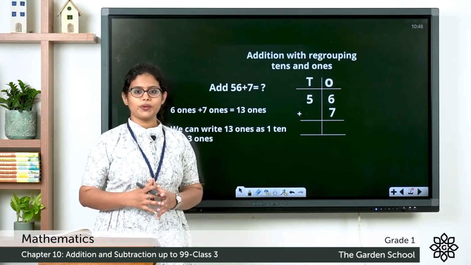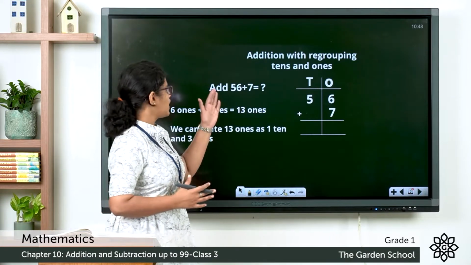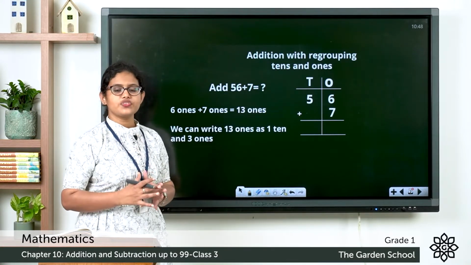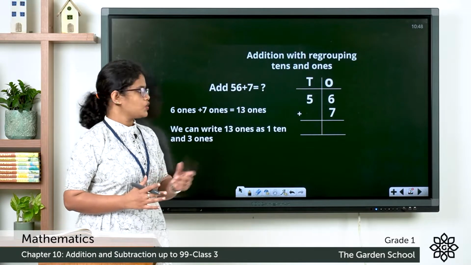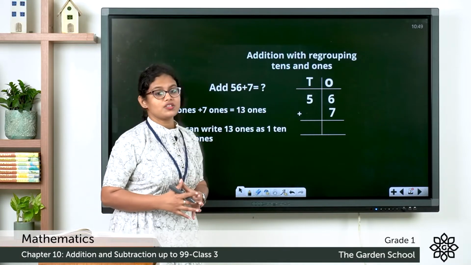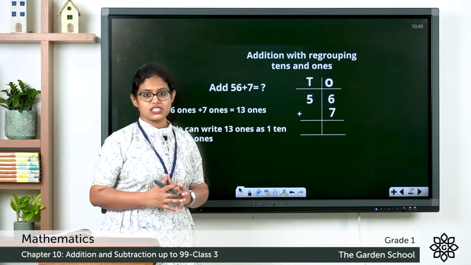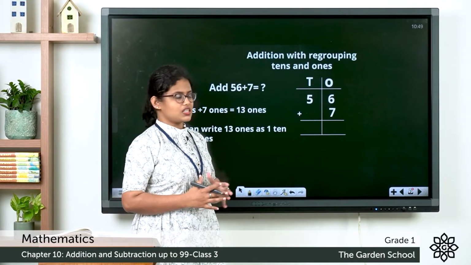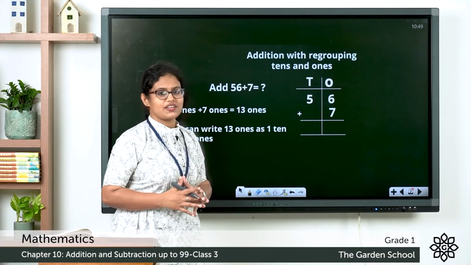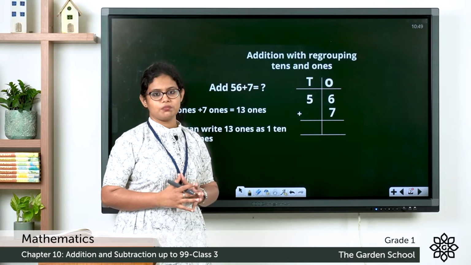Addition with regrouping tens and ones. Let's take two numbers, 56 and 7. We are going to add 56 plus 7. Number 56 is a two-digit number, right? And 7 is a one-digit number. In 56, 6 is in the ones place and 5 is in the tens place. In 7, 7 is in the ones place. So we are going to add these numbers.